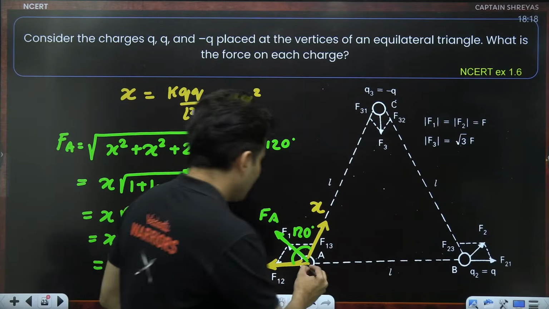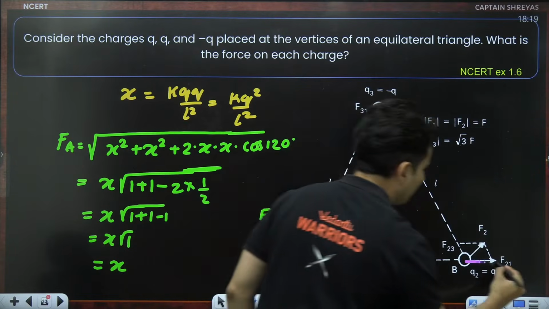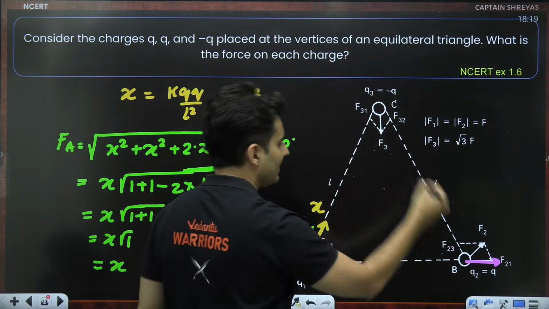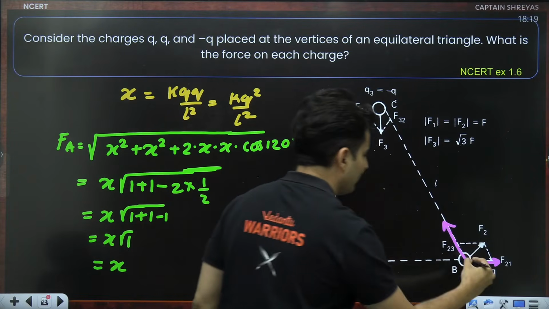Just think, this positive and this positive will repel, it will be here. This positive and this negative will attract, it will be here. So the resultant of both of them will be here.